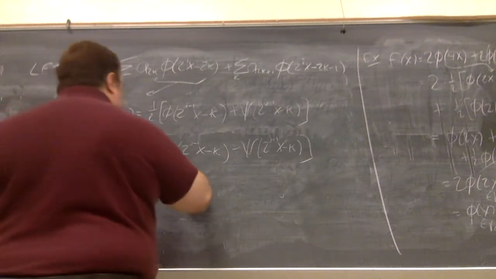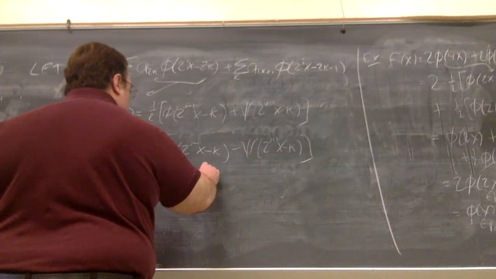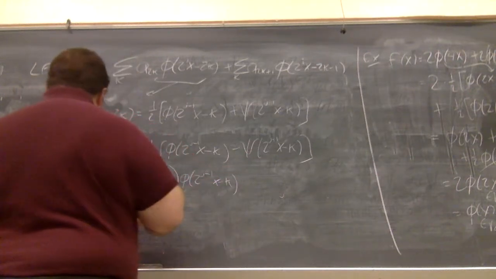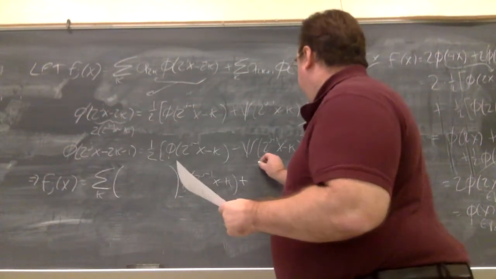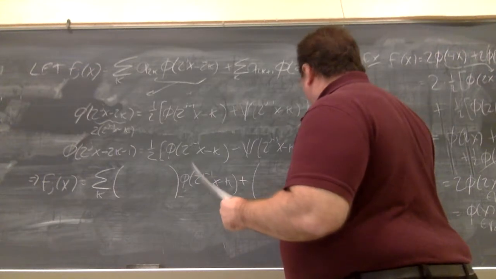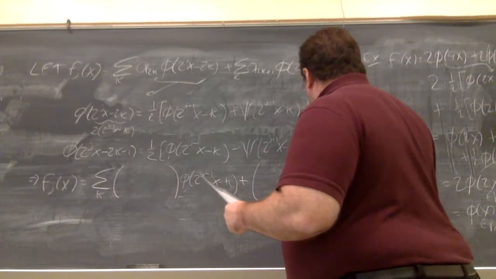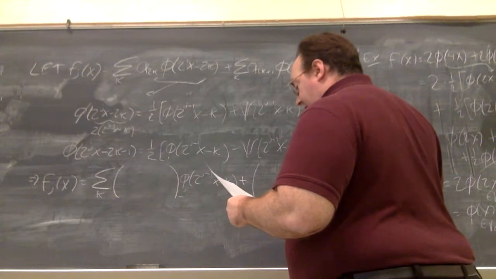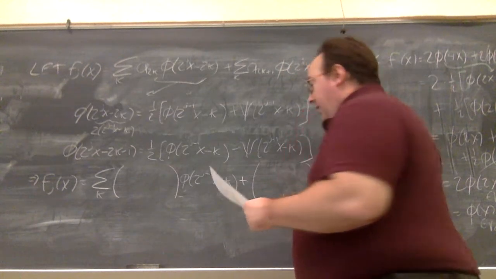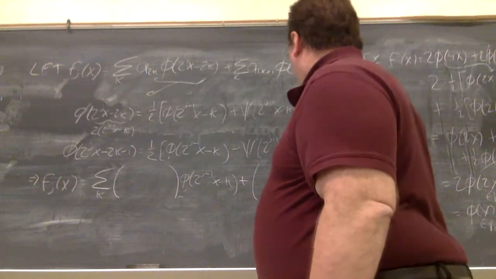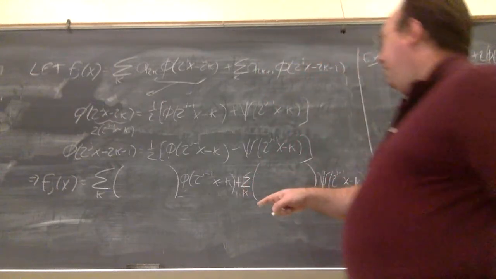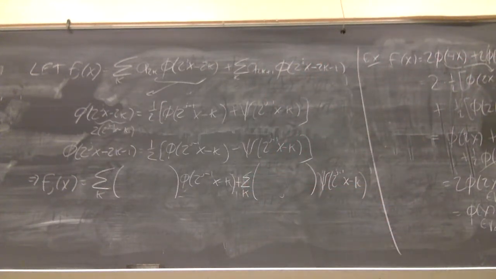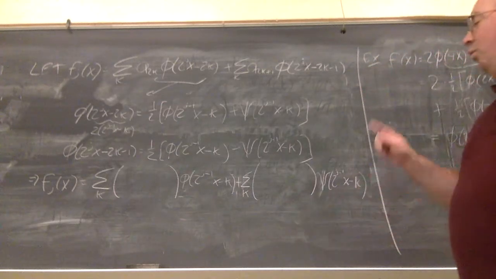So I can have something multiplying phi 2^(j-1)x - k plus another coefficient expression times psi 2^(j-1)x - k. All right, and I have to squeeze in a summation. I don't absolutely have to, because they're all part of the same index, but it'll help later.